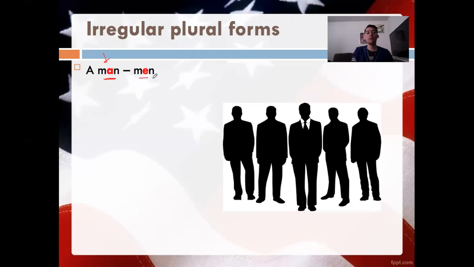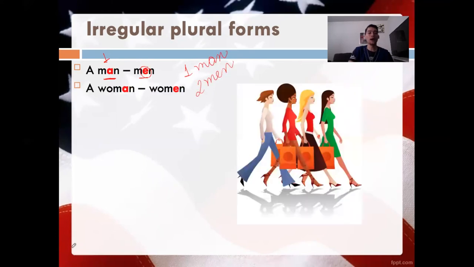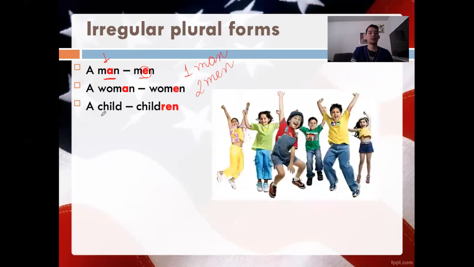We call men. A gente só vai mudar aqui. Man, men. Ok? One man, two men, ok? Woman, women, mesma coisa, vai mudar aqui. Woman, women. Child, criança. Crianças fica children. Child, children.